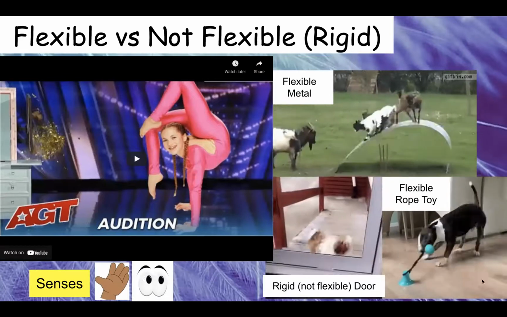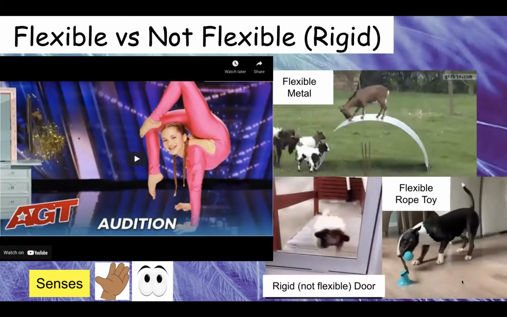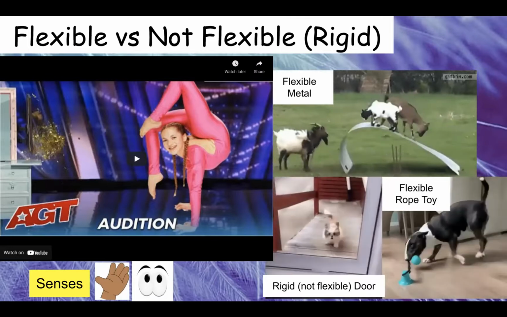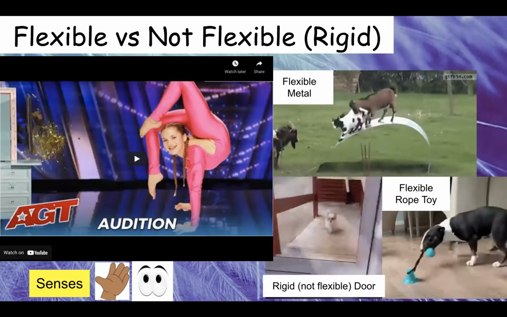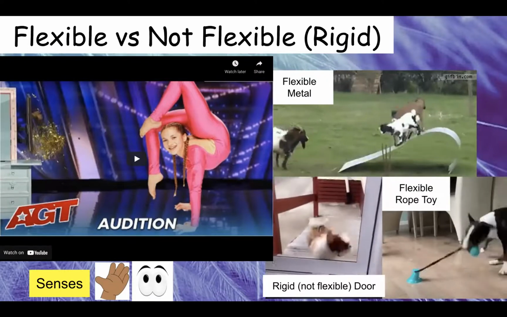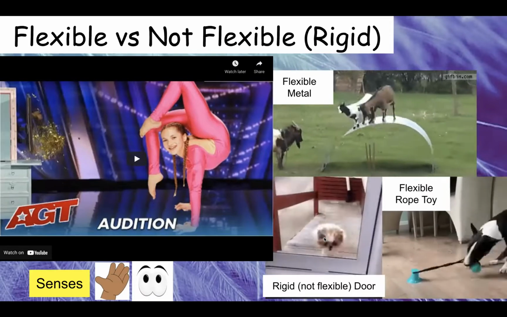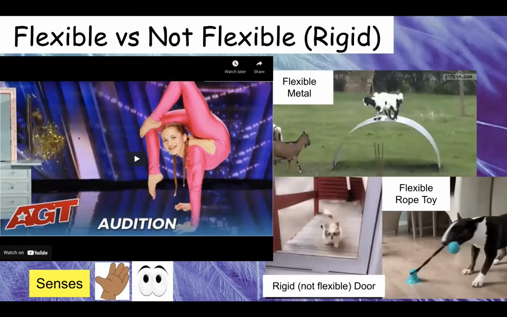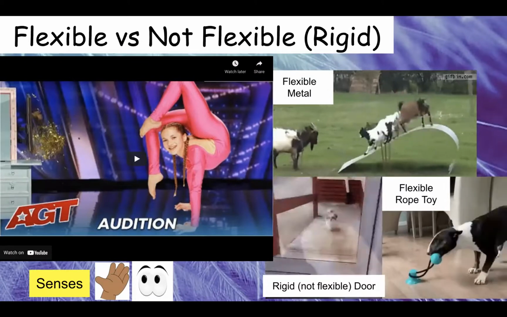We also have a flexible rope toy. So that rope is rather flexible. It's able to be stretched and pulled, and it's not going to break. So think about things like a rubber band or the hair scrunchies that you guys put in your ponytails or your buns. Those are also flexible things. And then we have something here that's not flexible. It's actually rigid, and it's a door. So you can see that poor little dog running straight into that door. The door's not moving. It doesn't have any give, so it's rather rigid.